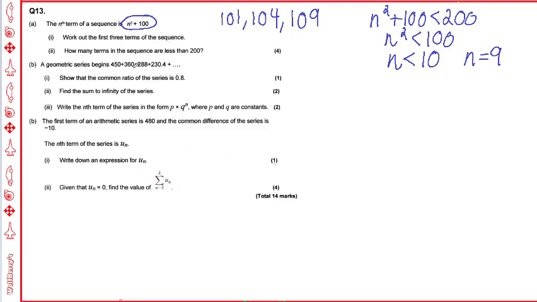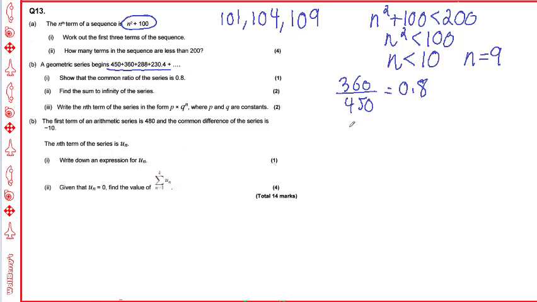Now, next question, we have a geometric sequence. Show that the common ratio is 0.8. The common ratio is how to get from one number to another. Because it's a geometric series, if we divide the next term by the previous term, it gives you the common ratio. Any two terms in sequence. Let's do that, divide by that. 360 divided by 450 is 36 over 45, which is equal to 4 over 5, which is 0.8.